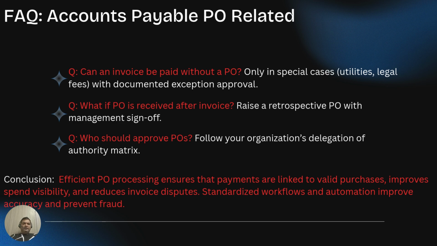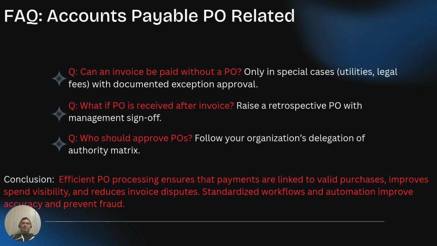The second question that you can expect is, what if the PO is received after an invoice date? For example, your invoice date is 18th of July, but the PO date is 19th of July. In this case, the system creates an alert and it does not let you process. So the way you can handle it is you can amend the PO with a retrospective date and then follow it through an approval process.